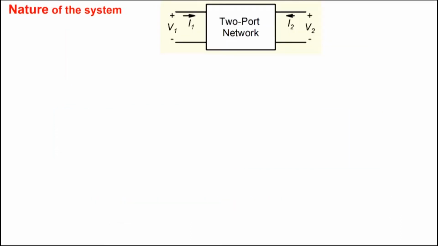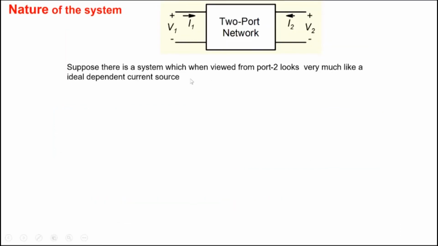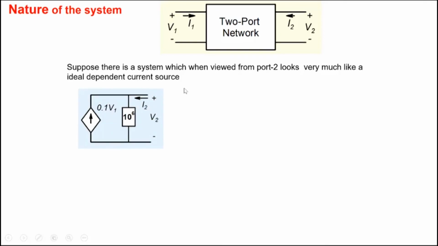Okay, so let's say there is a system here, and when you look at it from the output side, the nature of the system is such that it looks very much like a dependent current source. It's more like, from the output side, a current source. And note that ideal current sources will have very high impedances in parallel to them. So it's natural to model it as a dependent current source.